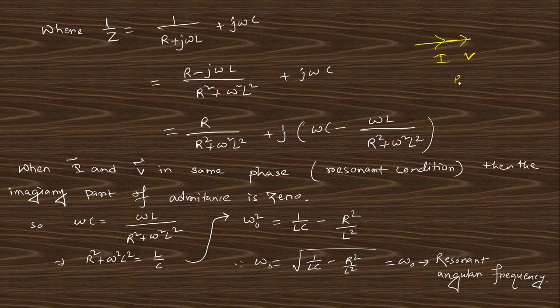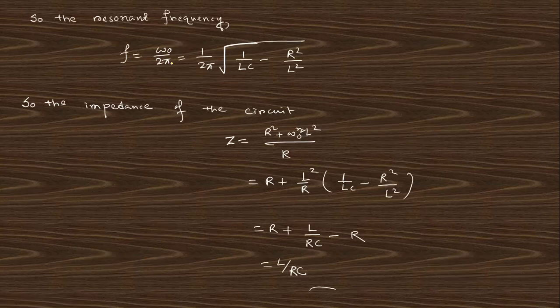This will be at resonance condition. These two are the same. That means j component will be 0. So these two are equal. Finally you get this angular frequency. So if you want to find out the resonant frequency, this is nothing but omega naught by 2 pi.